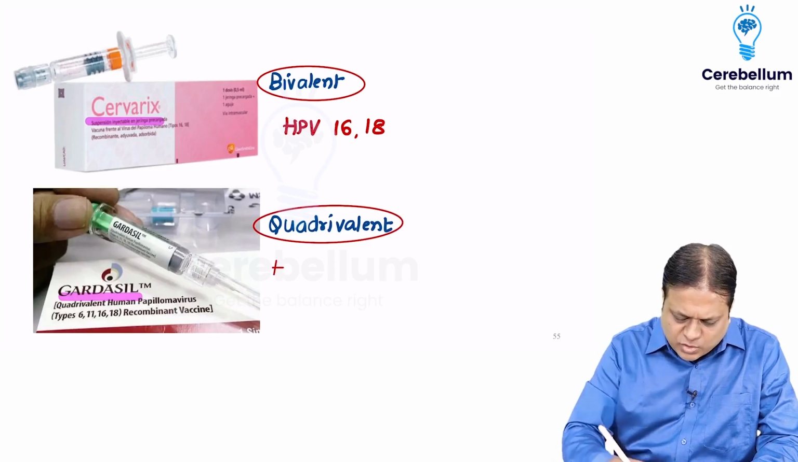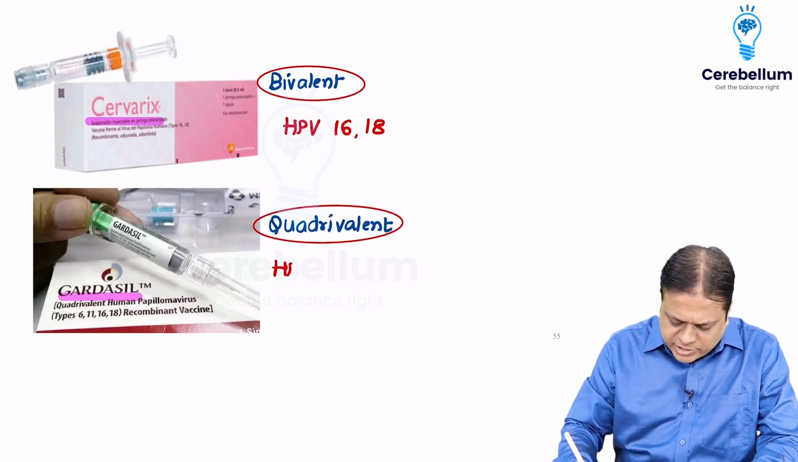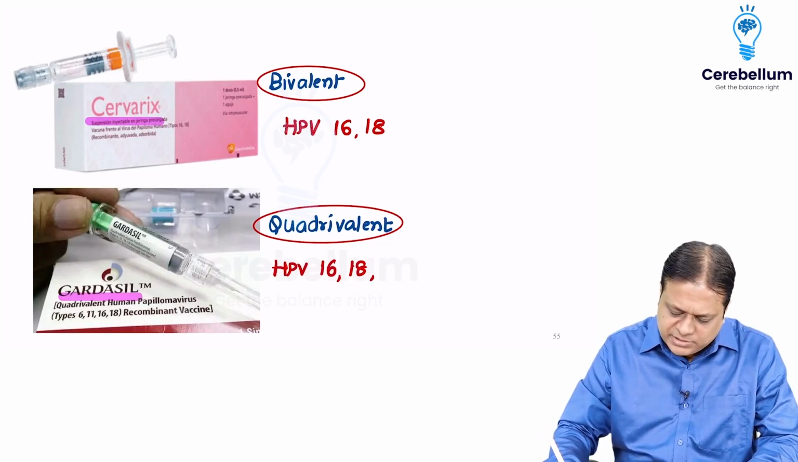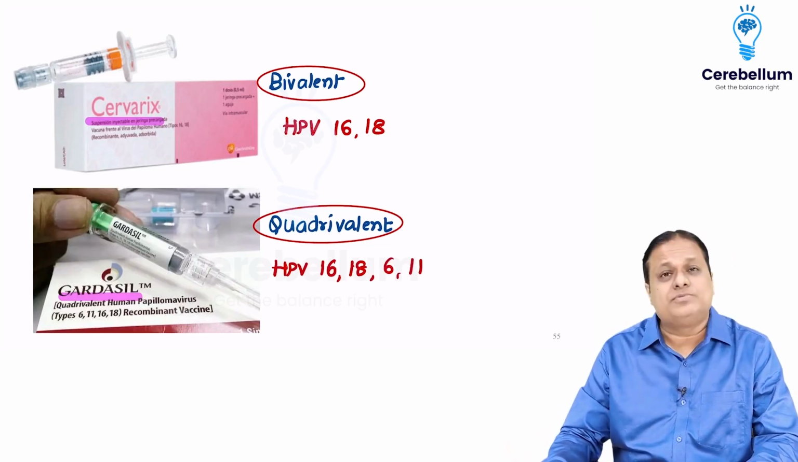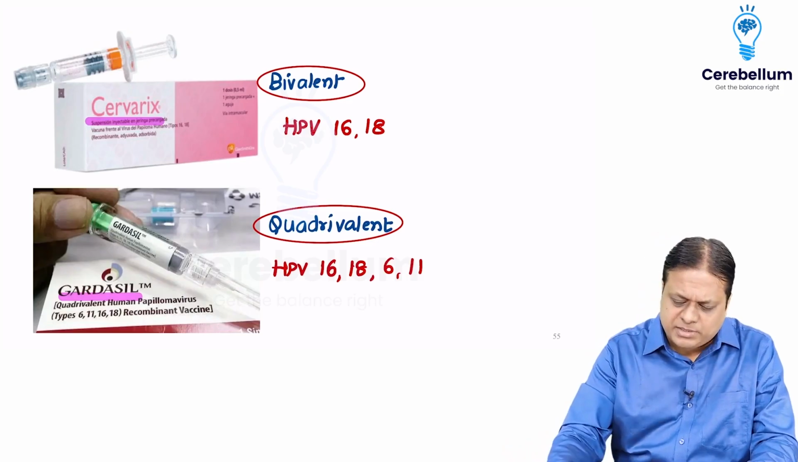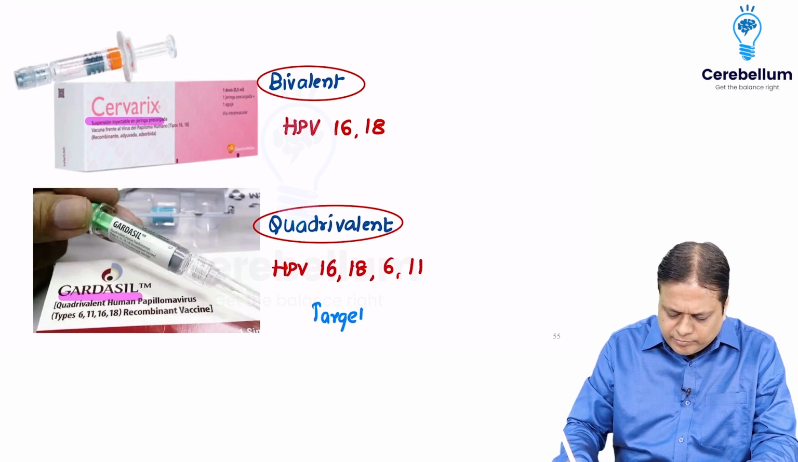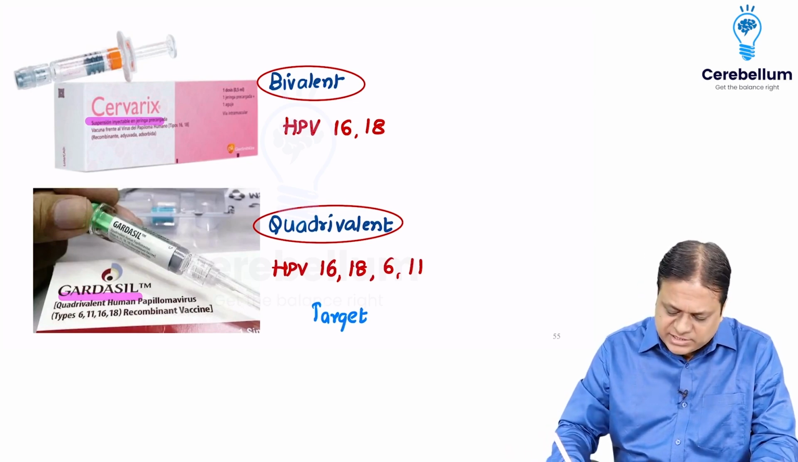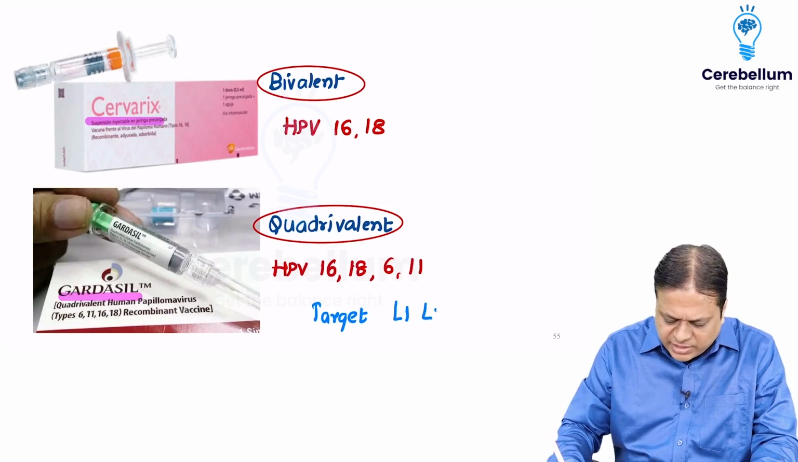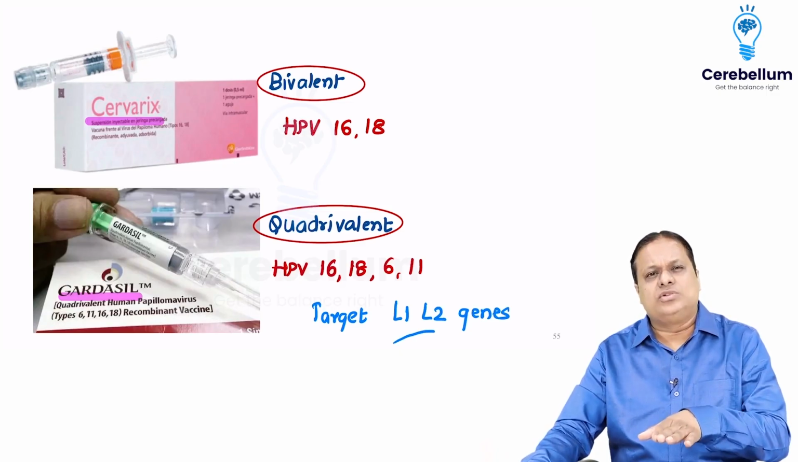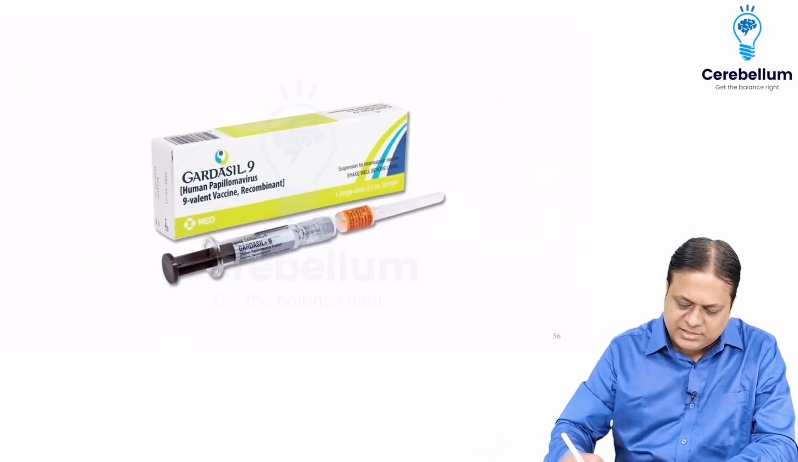It has the commonest types HPV 16, 18 and the second most common types 6, 11 subtypes also. Please remember the target for HPV vaccine is late genes L1 and L2 genes. Subsequently, we also launched Gardasil 9 vaccine.